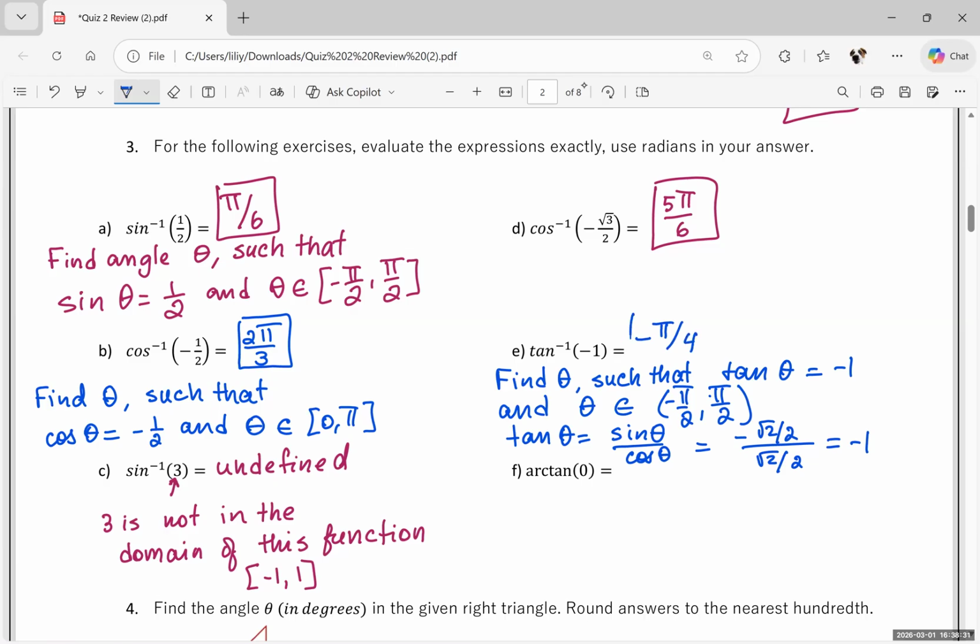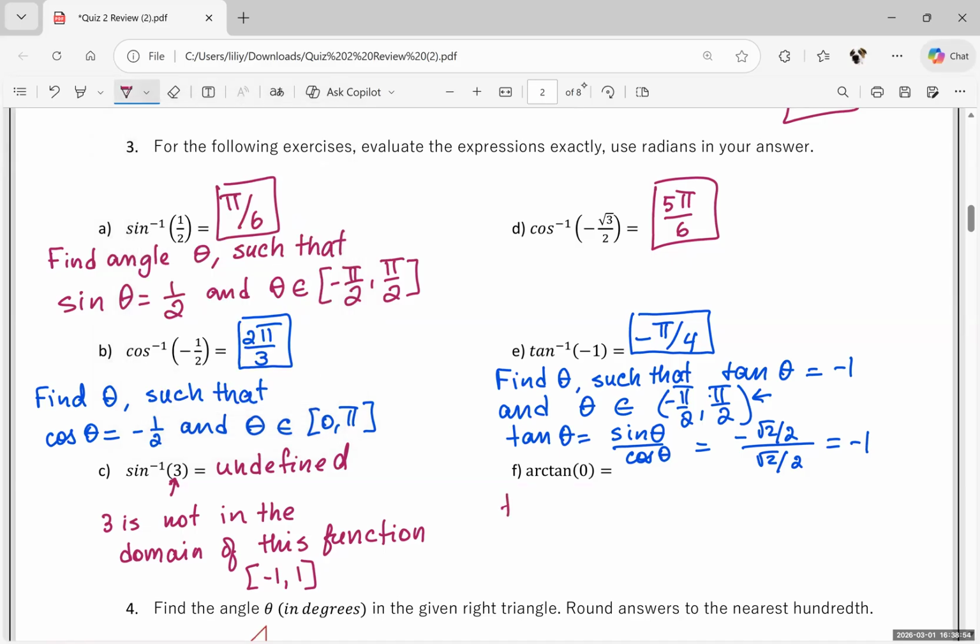We cannot give the angle from quadrant 4. We have to go in the negative direction in order to not violate this restriction on the inverse tangent. All right, arctangent, which is the same as inverse tangent, arctangent of 0.